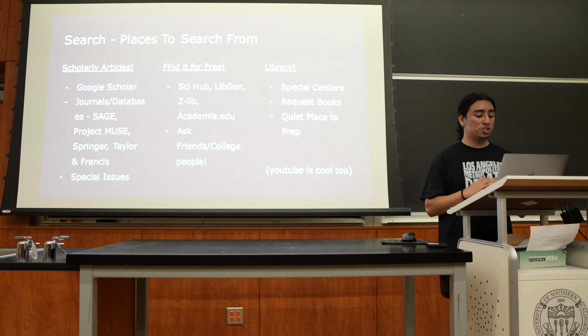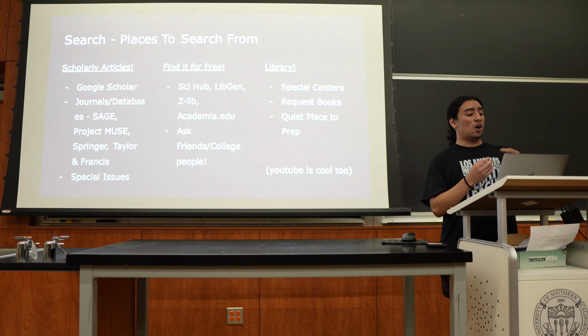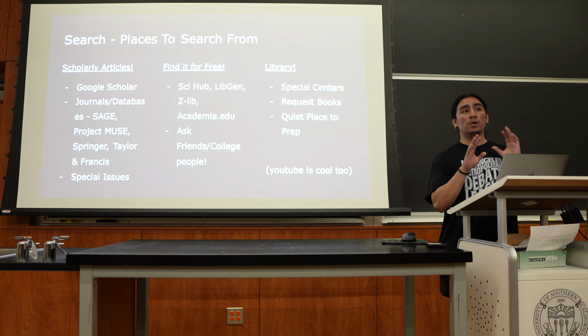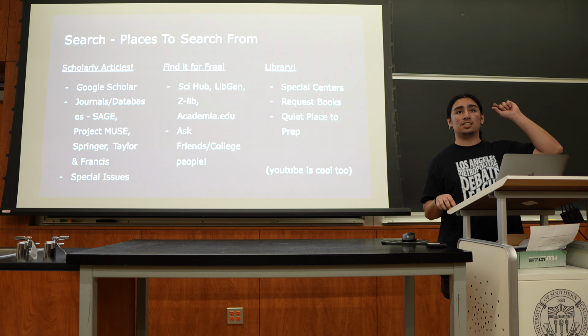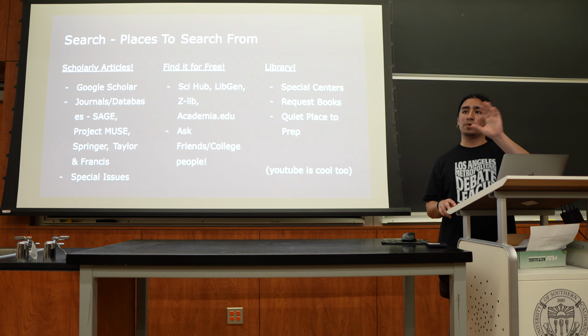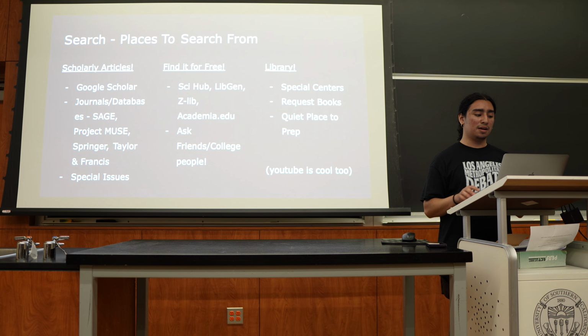You can also use journals and databases such as Sage, Project Muse, Springer, Taylor and Francis. All of these are honestly debate-famous databases that people use a lot, but you can find a lot more databases and journals when you use Google Scholar, because when you search for articles on Google Scholar, it's going to show you what database or journal it's coming from, and I'll show you where to look for that. But for right now, Google Scholar, journals, databases such as these.